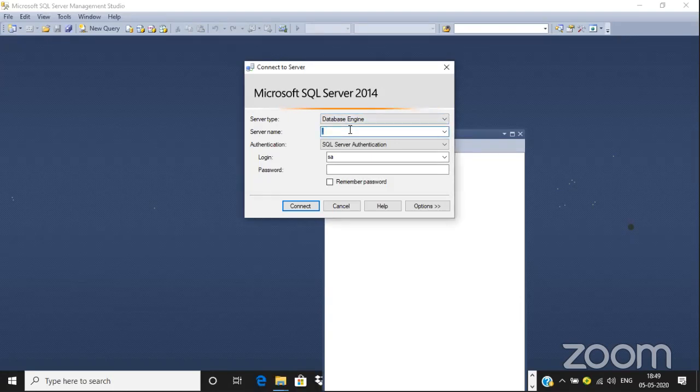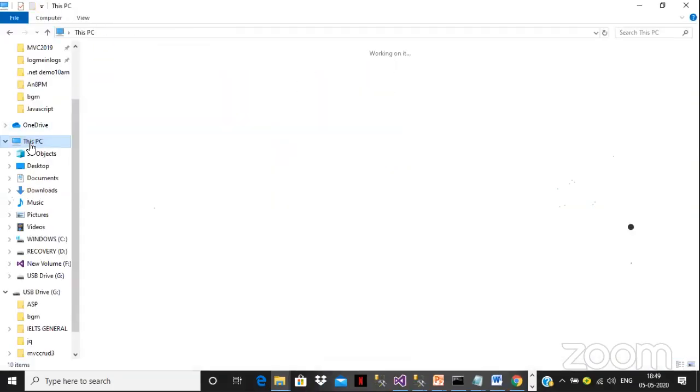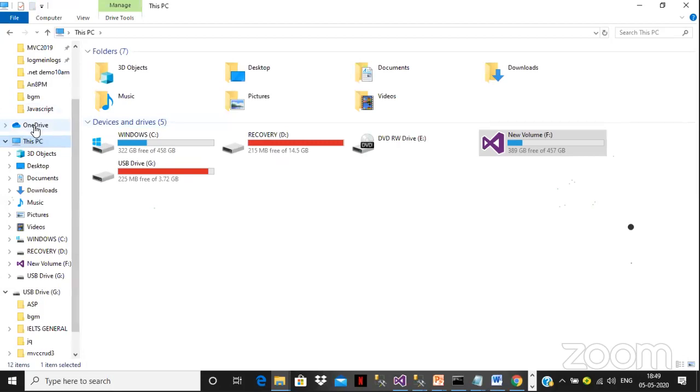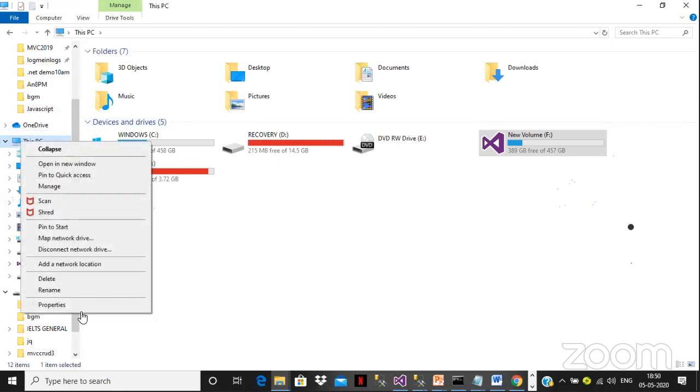Now, the second option, you can see it is asking for the server name. This is not SQL Server. What I opened is SQL Server Management Studio. In the background SQL Server is there. Now the server name it is asking is the name of the computer where your SQL Server was installed. Are you following? Here you can go to my computer. Where is my computer? Right click, go to properties.